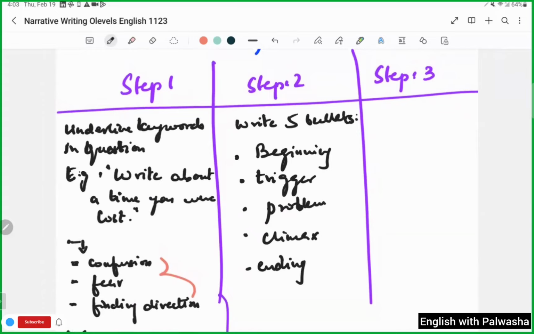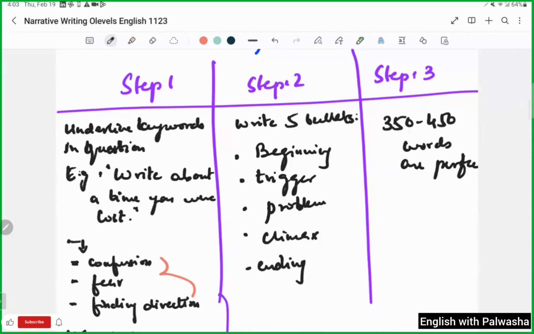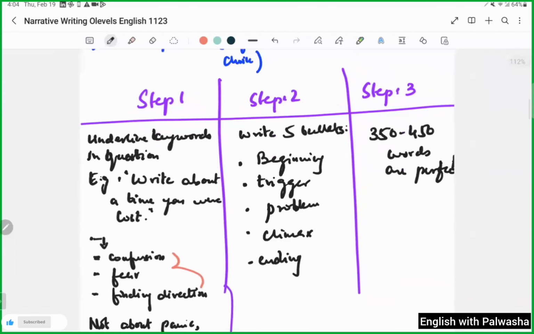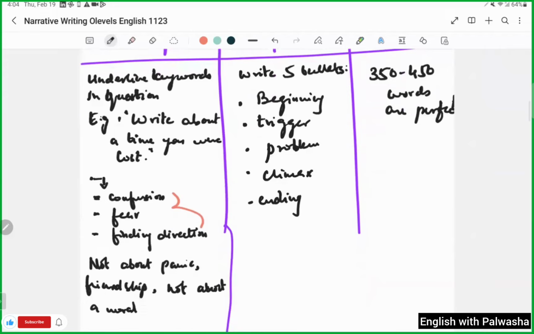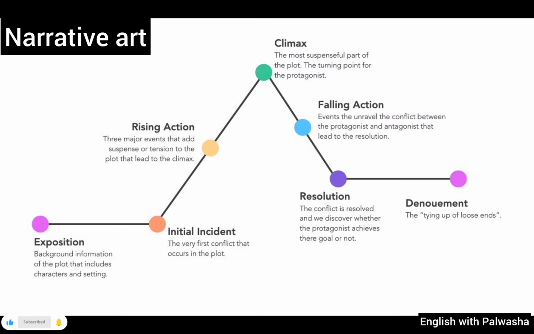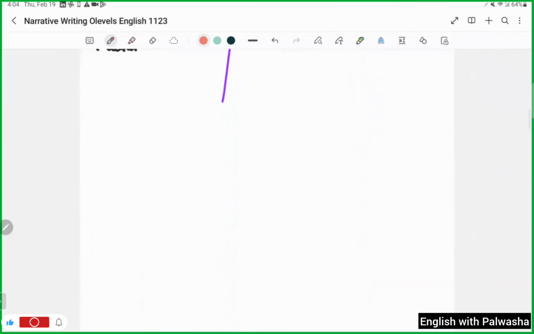Last, step three is 300 to 350 words, or 350 to 450 words are perfect. What about following the narrative arc? Yes, you can follow the narrative arc as well. I'm going to give you the exact narrative sentences, the high scoring sentences as well. Let me tell you, there are some I have made for you. I'll give you that too.